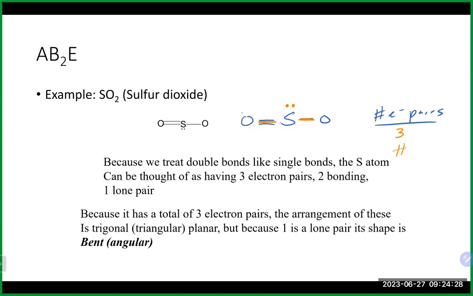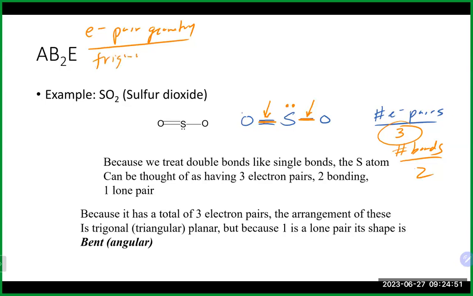Number of bonds in this case, there are 2 bonds. Double bond counts as 1, single bond counts as 1. So that is 2 bonds. So 3 electron pairs and 2 bonds. Now, the electron pair geometry is not going to change because there are still 3 electron pairs. So something with 3 electron pairs has an electron pair geometry that is trigonal planar. But now, because we don't have that third bond like we have in a trigonal planar molecular geometry, we have that empty spot, if you will.